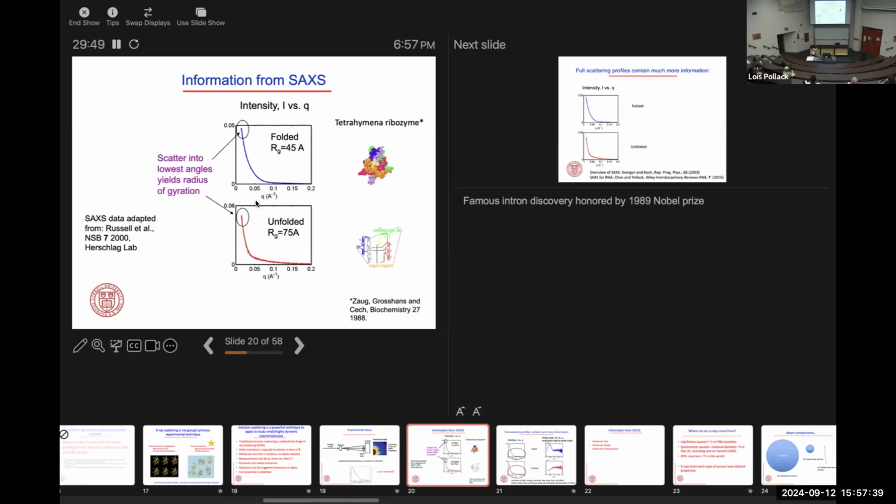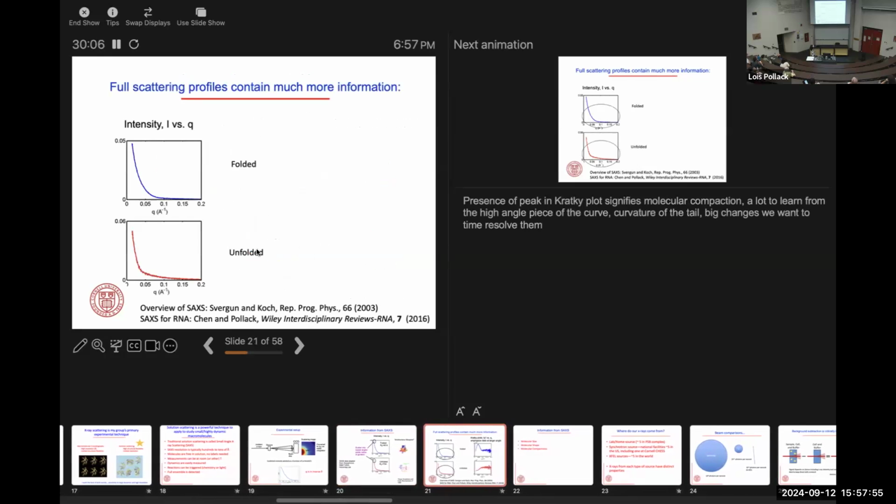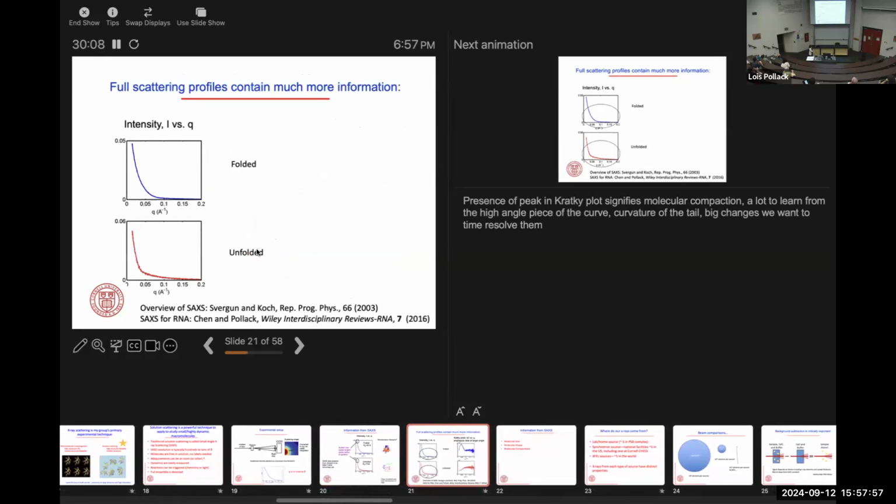And just to give you a sense of why that's important, when we're looking at reactions with RNA, the size can change by almost a factor of 2. So it's a good thing. You actually have sensitivity here to the kind of reactions you're interested in. But the full profiles contain a lot more information.